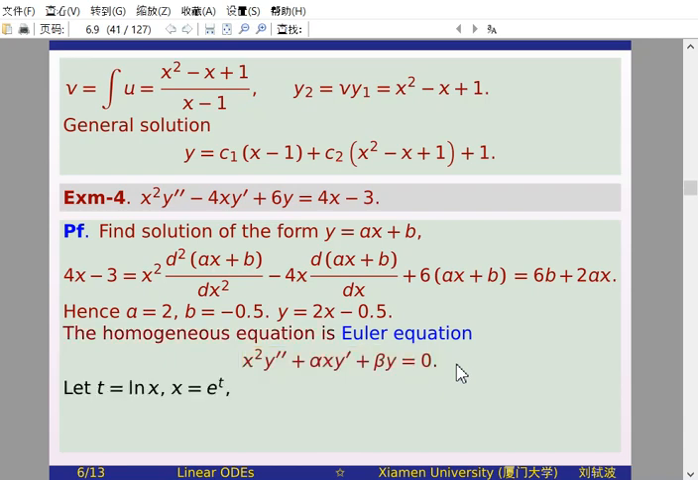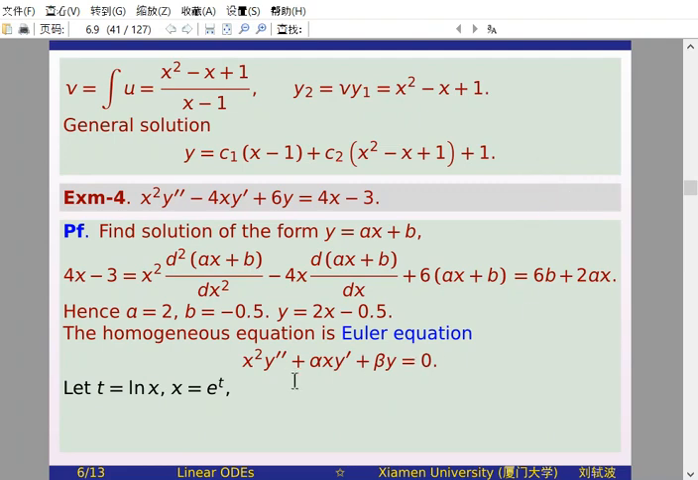So the method is to introduce a new variable t. t is the logarithm function of x, that is, x is exponential t. So we make a change of independent variable. Previously, our independent variable is x, but now we will use t as a new variable.